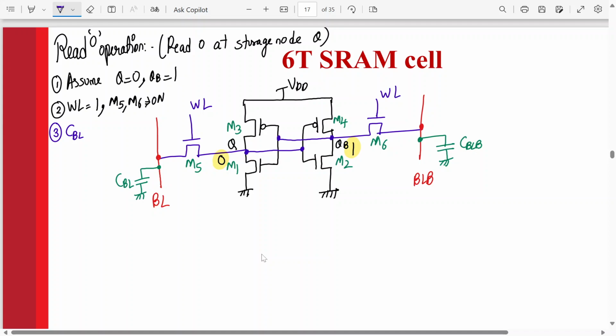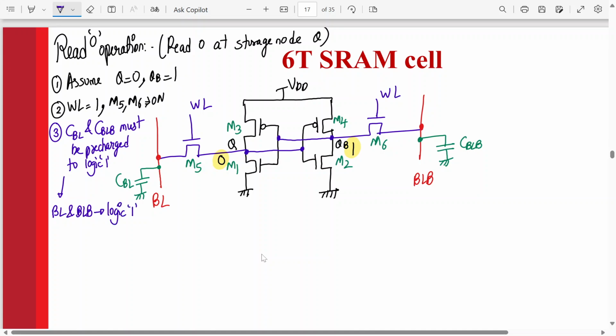So CBL and CBLB must be pre-charged to logic 1. So how can we pre-charge something to logic 1? Can you tell me? That means BL and BLB both should be logic 1, right? So you will say, sir, it is BL bar.